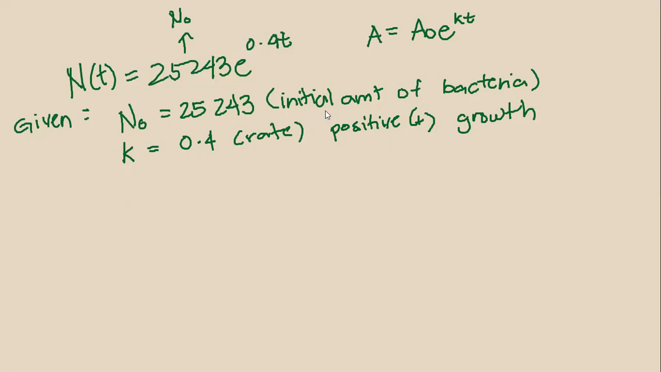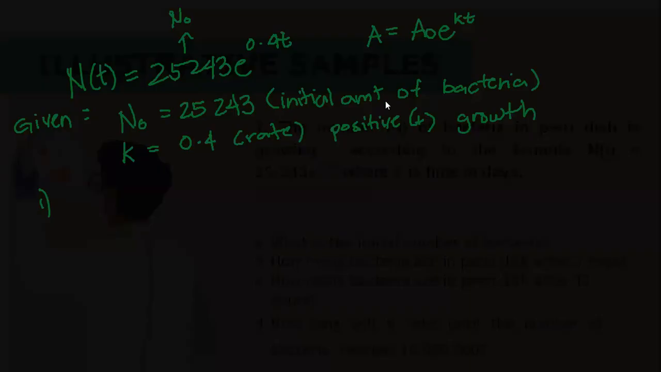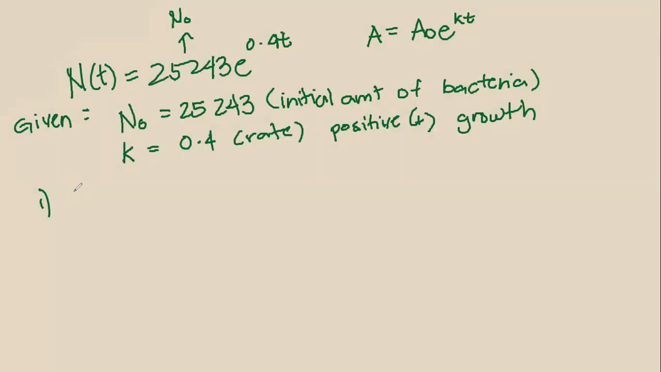All right. So ang tanong sa number 1, sabi, what is the initial number of bacteria? Okay, so we have already our answer, n sub o is equal to 25,243 bacteria.